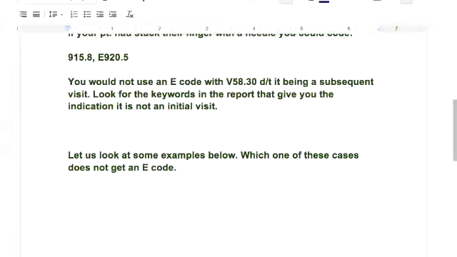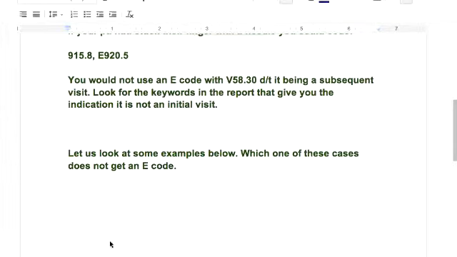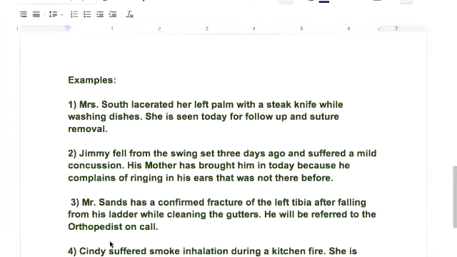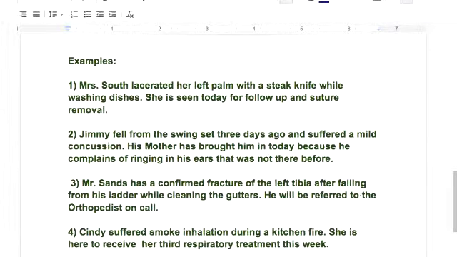So down below on the next page, I just created some quick examples. There's only one of these that you would use an E-code for. One, Mrs. South lacerated her palm with a steak knife while washing dishes. She's seen today for follow-up and suture removal. Follow-up, no E-code. Suture removal, no E-code, because it tells you that it's not an initial visit.